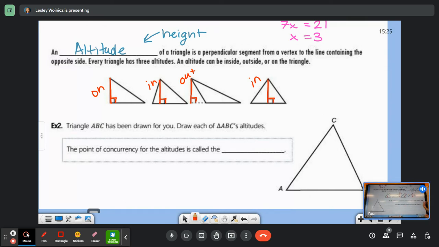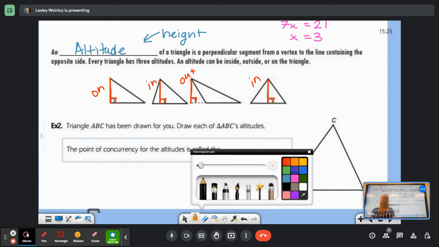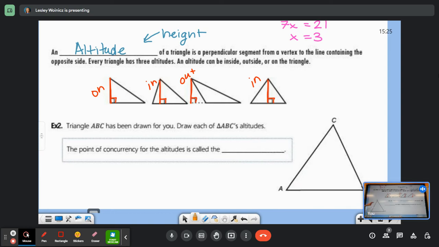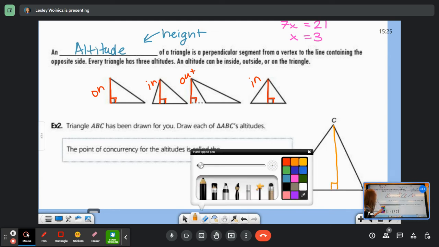Okay, so here we have triangle ABC. It's been drawn for us. We have to draw each of its altitudes. Okay, let's do that. So we're going to drop a perpendicular from the opposite vertex. This one's probably the easiest. Okay, sorry that it's a little bit crooked. Okay, that's one of them.